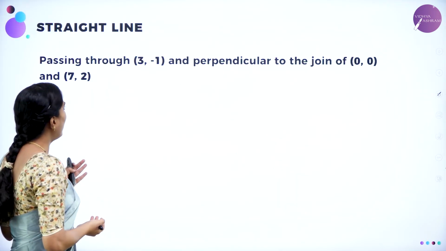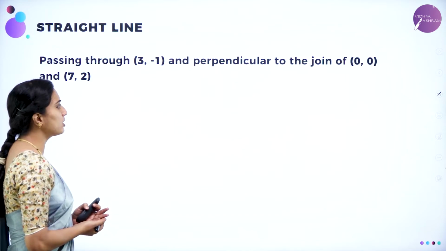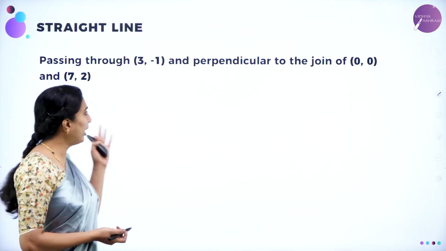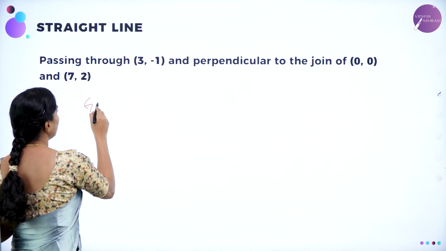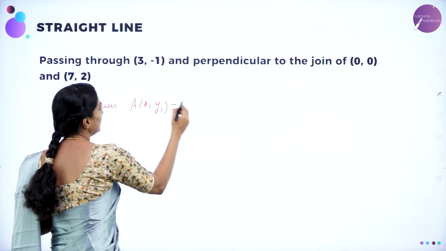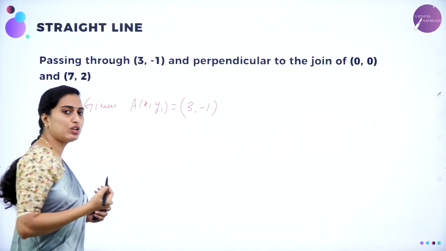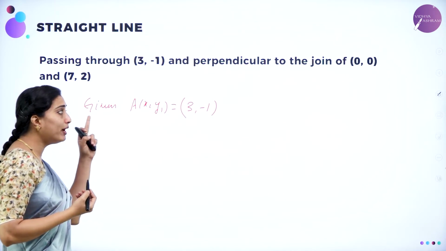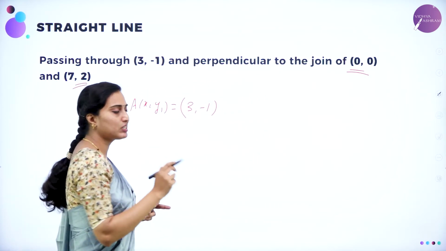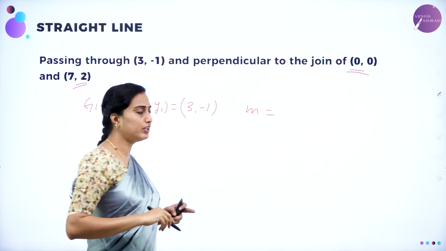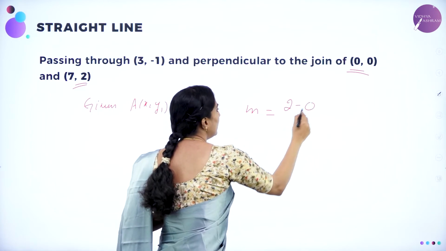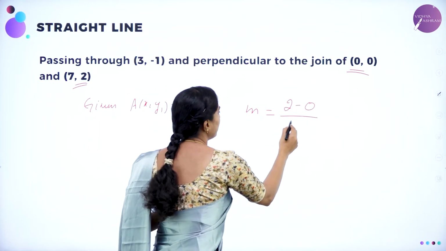Dears, passing through the point (3, minus 1) and perpendicular to the line joining of (0, 0) and (7, 2). Here you need to find out the equation of the line only. So finding the equation of the line, they have given a point as (x1, y1). You can take it as (3, minus 1), where x1 is 3 and y1 is minus 1. And perpendicular to the line joining, so we need to find out the slope between these 2 points. Correct? What is the slope? M is equal to y2 minus y1. You can consider this is x2, y2, that is x1, y1. So y2 minus y1 is 2 minus 0 divided by x2 minus x1 is 7 minus 0.